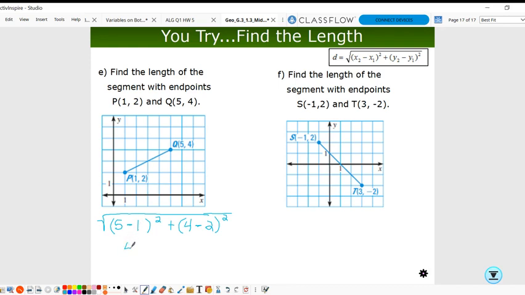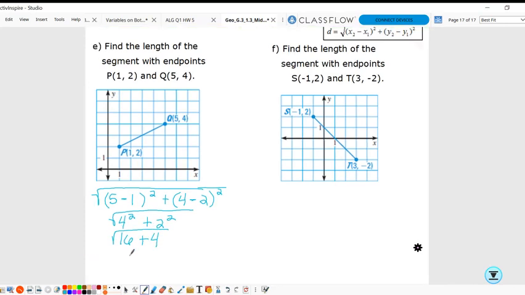5 minus 1 is 4. 4 minus 2 is 2. 4 squared is 16. 2 squared is 4. When I sum them up, I get 20 under the radical. And we know from our last example, we have to simplify that to be 2 radical 5.